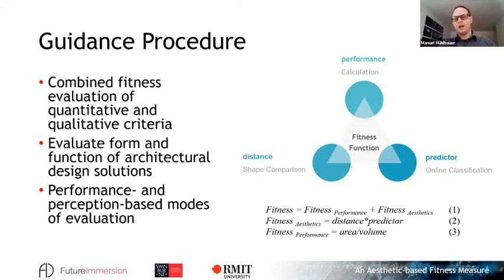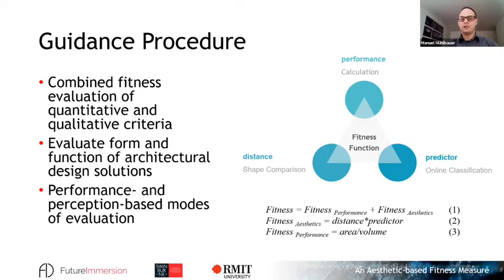On the bottom right of the screen, you can see the fitness function, which is a combination of performance measure, which is then added up with the aesthetic fitness measure. The aesthetic fitness measure consists of the distance values computed by the similarity metrics and a factor by the predictor that infers the designer preferences during the process.